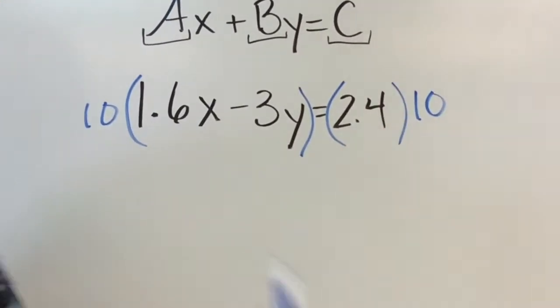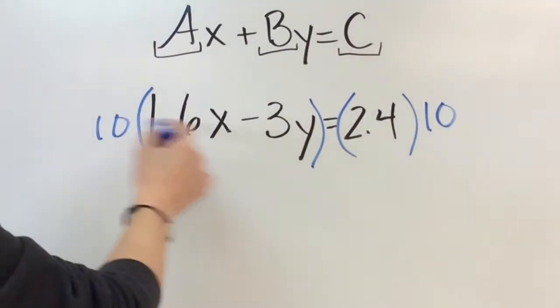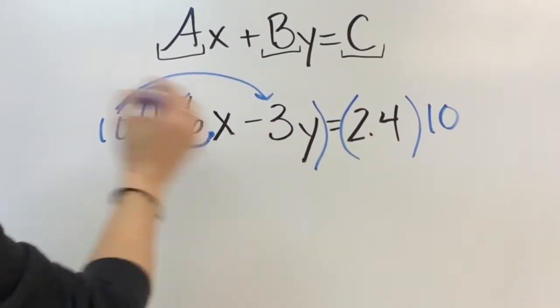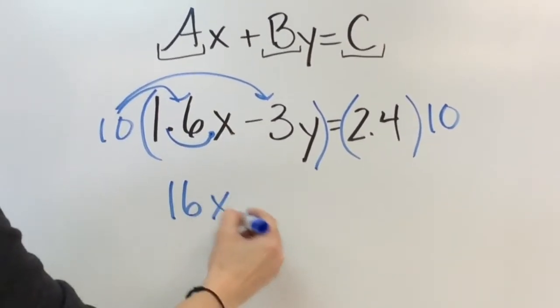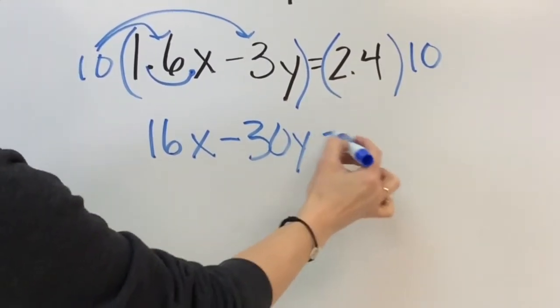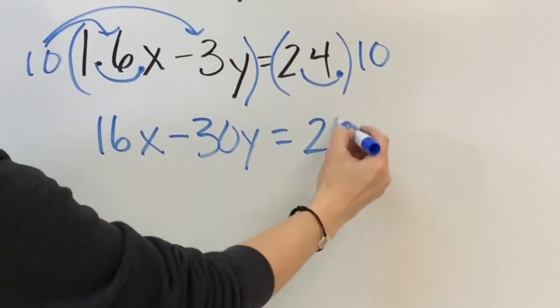Whatever I do to one side, I have to do to the other side to make sure that the equation stays in balance. So everything on the left side is going to be multiplied by 10, and that's going to move the decimal point one place to the right, making this a 16x minus 10 times 3y is 30y. And then 2.4 times 10 will move the decimal point one place to the right and make it a 24.